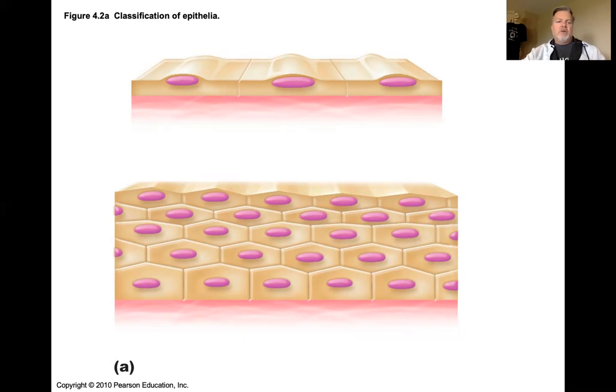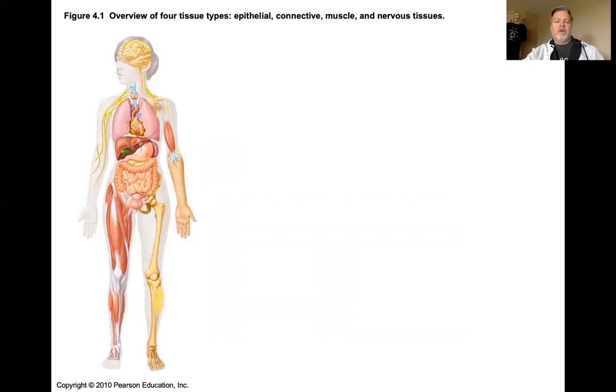Okay, this is chapter 4 over tissues. And let's go back. Here's the overview. There are 4 types of tissues that we're going to study in this class. They are epithelial, connective, muscle, and nervous tissues. We're going to start with the epithelial. These are typically supported by some sort of a connective tissue, but they can stand alone.